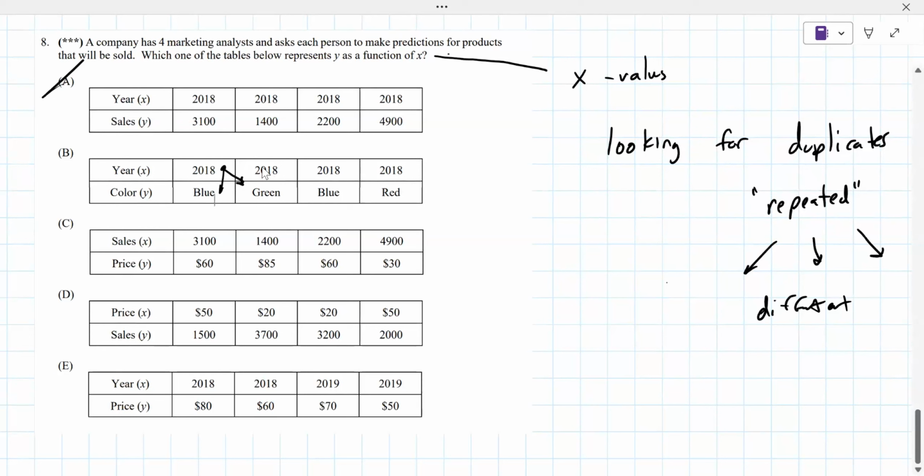So again, we're looking for duplicates. Let's go to D. Do you see how there are duplicates in D in the x's? So do they go to the same value? Does 50 always go to 1500? Or what's going on over here on the right? Each 20 goes to a different value. Right, 20 and 50. Same with 50. So that's out as well. How about this last one here? Any duplicates in the x? Yes. So 2018, we don't know whether it goes to 80 or 60. 2019, we don't know whether it goes to 70 or 50. That's out. So it is letter C.